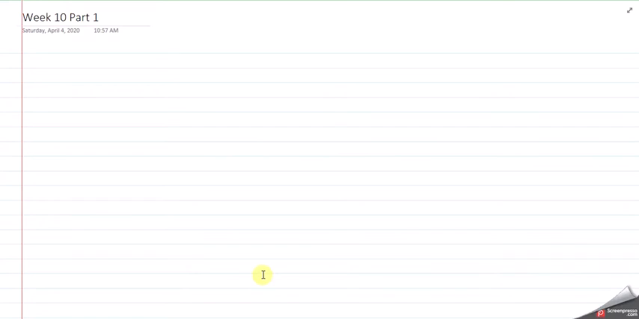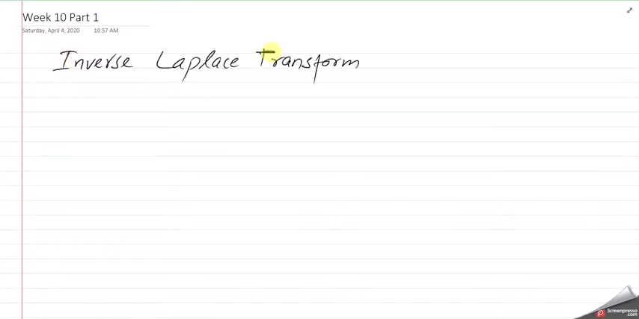Right, we were discussing Laplace transform last time, so let's continue with inverse Laplace transform. Today, we are going to discuss some cases. For example, Laplace inverse of 1 over s into s plus 2.